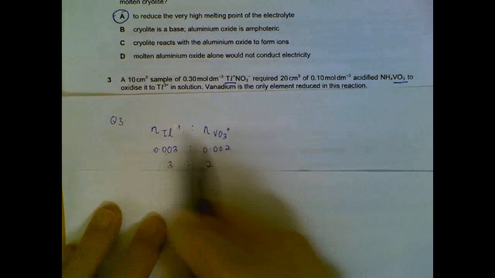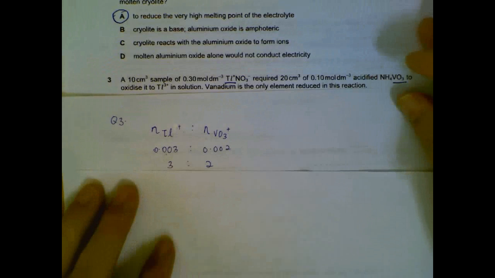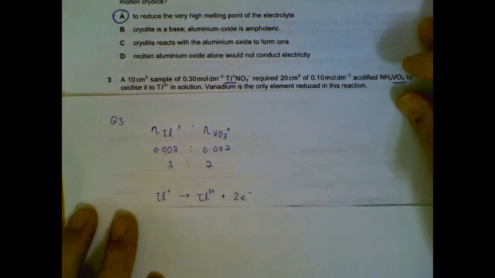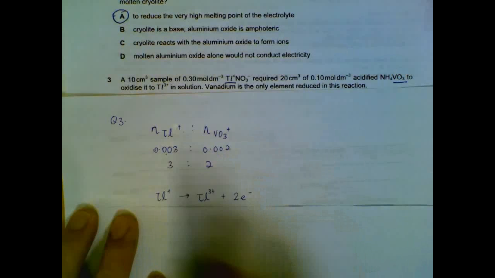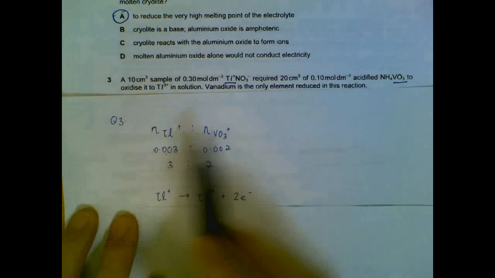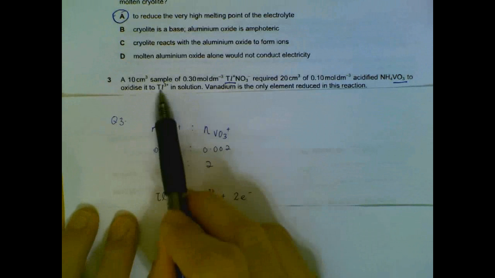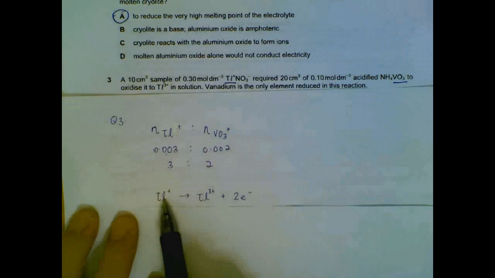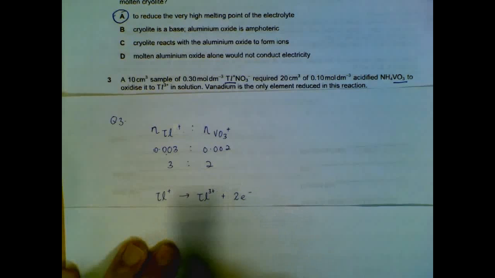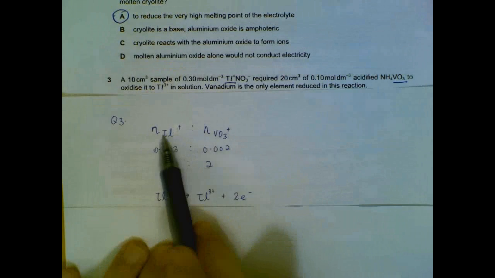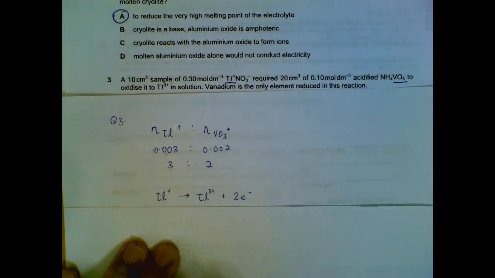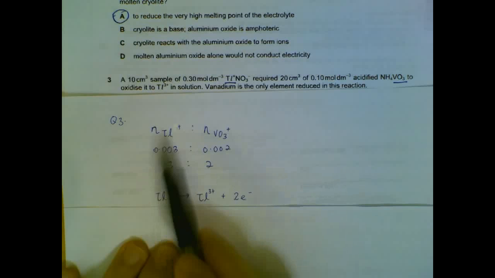Once we have the ratio of the reacting species, see if you can find any half equations for any side. In this case, we know that Tl+ becomes Tl3+, so we can actually have this half equation. So definitely one of the species we will have the half equation. Okay, in this case it is Tl+.